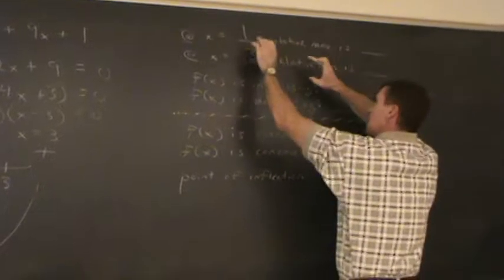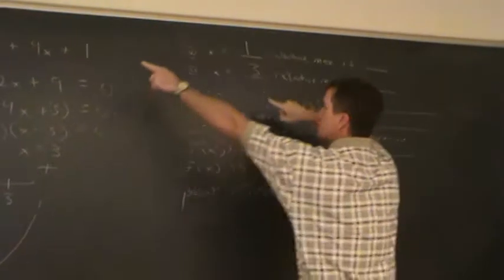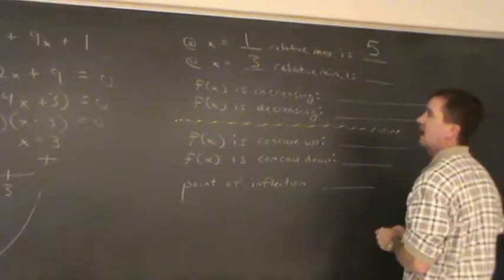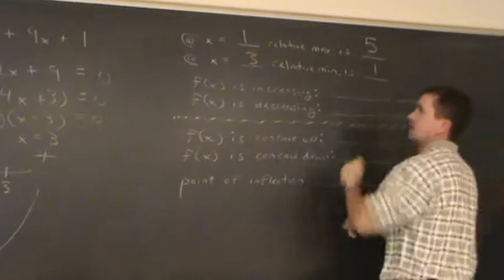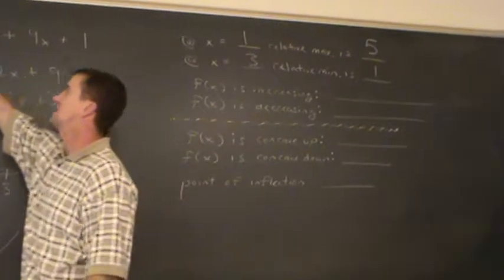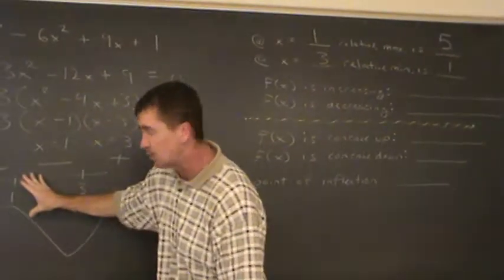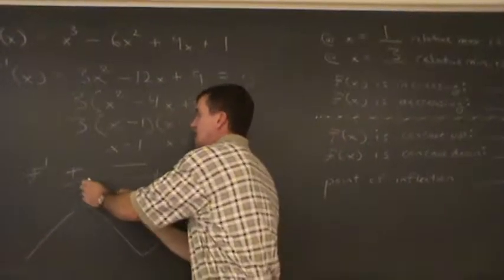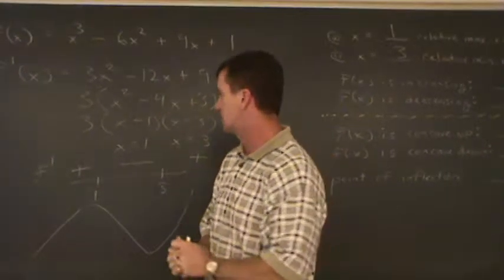And everyone, I have to plug these values into the original function. When I plug a 1 into the original function, I get a relative max value of 5. When I plug a 3 into the original function, I get a relative min of 1. Please note I'm substituting into the original function. Back here, when I was testing values to determine the sign of the first derivative, I was testing values in the first derivative expression. I just want to make that clear.